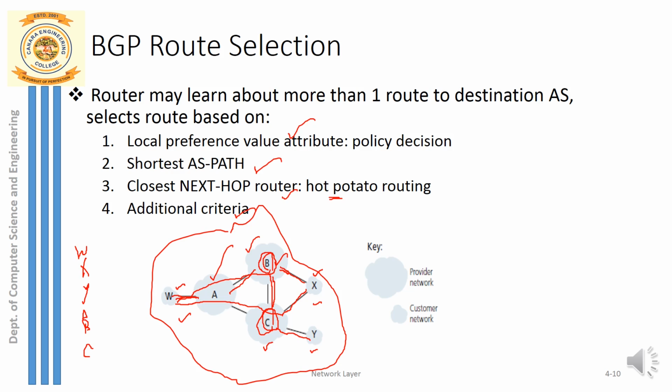So if C comes to know that there is a path to reach W via B, then for any packets that X sends to C, instead of C sending it to W via A, what will C do? It will just tell X that there is a path to reach W via B. So C will catch hold of that reachability information, and it will inform both X and Y, which are connected to C.